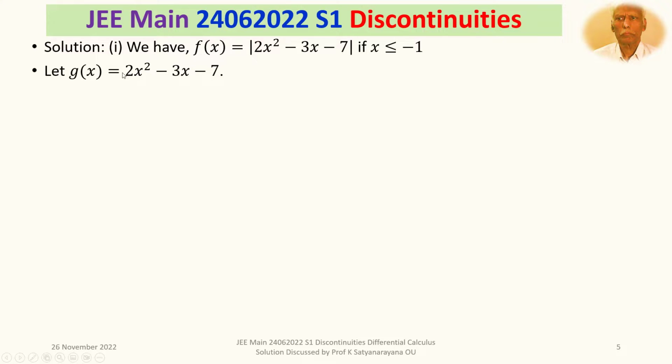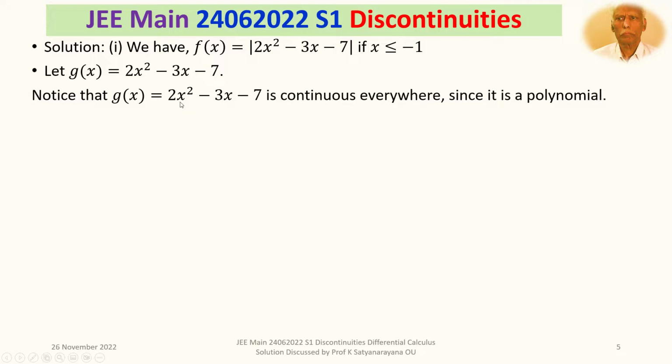Note that this is a polynomial, and we know that every polynomial is continuous everywhere on the real number line. So notice that g of x is 2x square minus 3x minus 7, and it is continuous everywhere on the whole of the real number line because it is a polynomial. It represents a parabola opening upwards, and it is continuous. We have already seen this in our earlier classes.